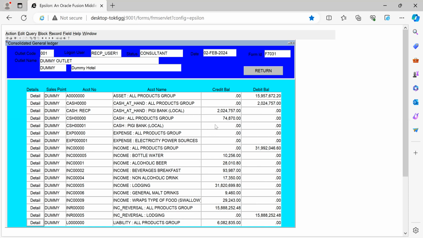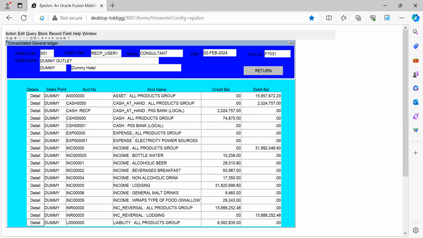Now, cash all product groups, cash local, the income all product groups. So this amount is the total amount of income made in this hotel so far. When I say income, it's different from profit. Income is every money received for our services. It's different from when we have expenses, which can be taken out to get the profit, but this is total income. When we have expenses too, it will show in this.